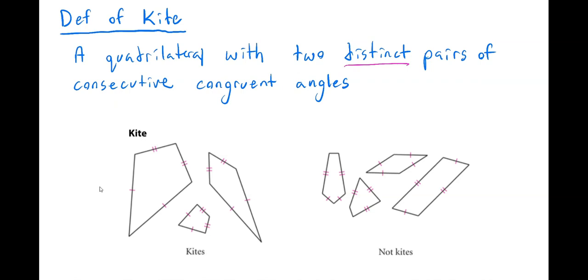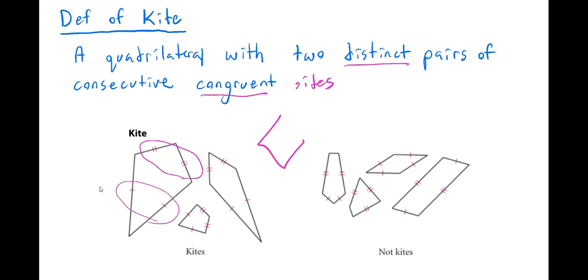Oh my gosh, I said angles, I meant sides, that was a typo. I apologize for that. So 2 distinct, so here's 1 pair of consecutive, meaning one right after the other, and congruent, meaning they're equal. You can see that from the marks. And then here's the other pair, right? So it means if we have a 4-sided figure, it means we have 1 pair of sides next to each other that are congruent, and also we have the other pair of sides, right? Totally separate pairs.